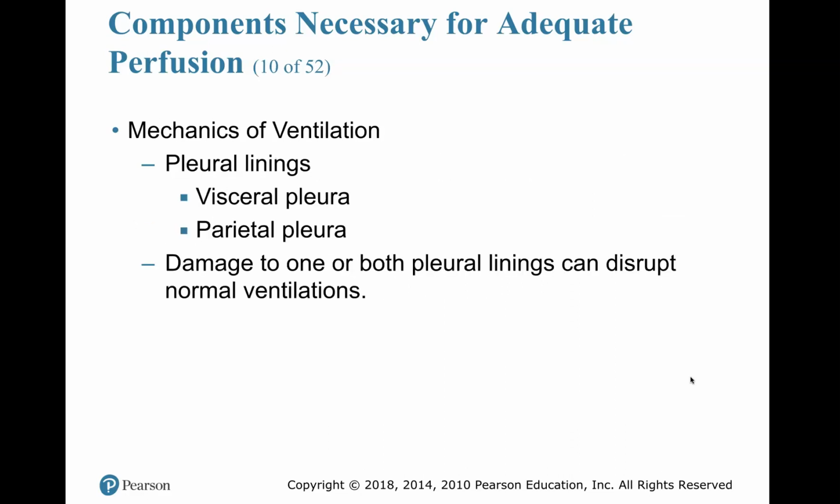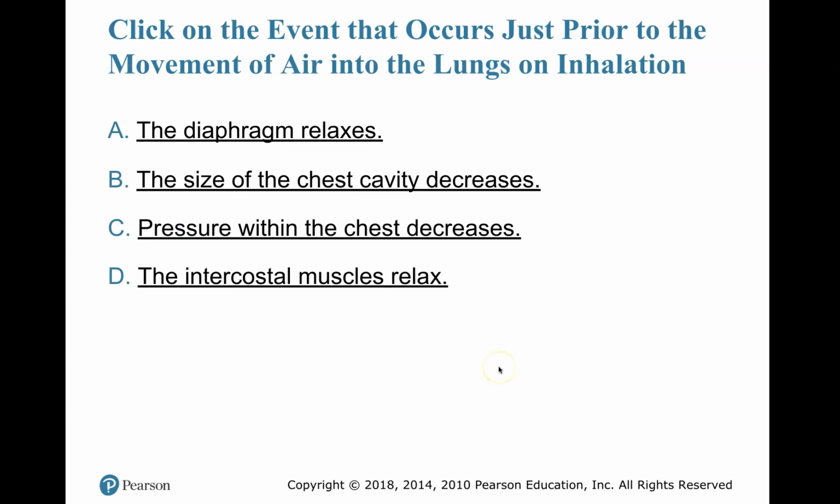The pleural linings, the visceral pleura and the parietal pleura. Damage to one or both pleural linings can disrupt normal ventilation, even inflammation, like I talked about in the last chapter, pleurisy, prior to the movement of air into the lungs on inhalation. Give you a few seconds to look at that.